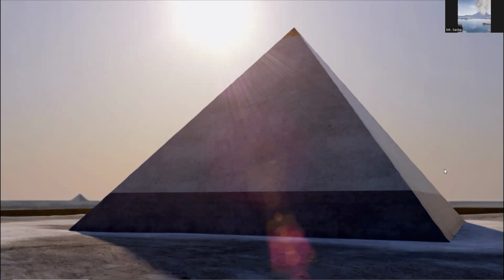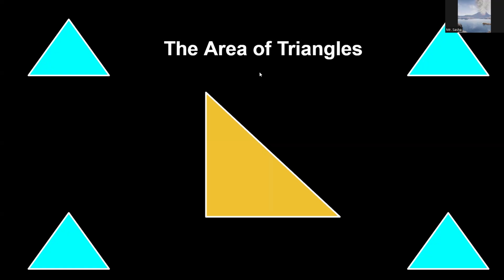So today we are going to be learning about the area of triangles. Now you might know what a triangle is. Yes, a triangle is a three-sided figure. Of course, in front of us in the background, we have the Pyramid of Djedefre. Yes, I have been there before. Okay. So the area of triangles.